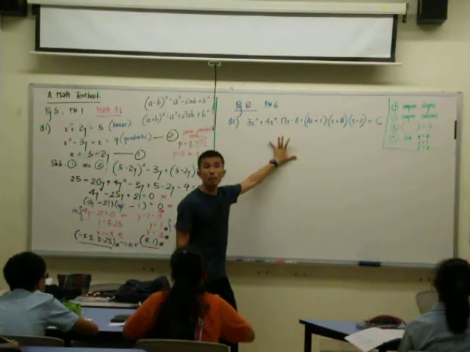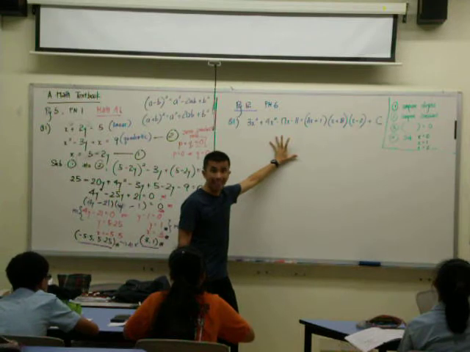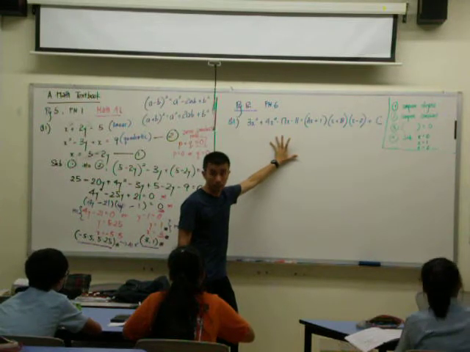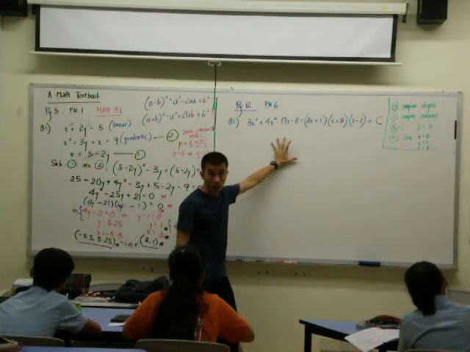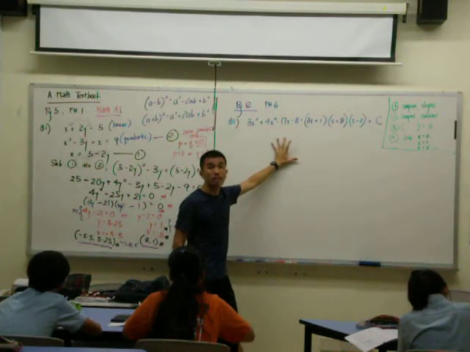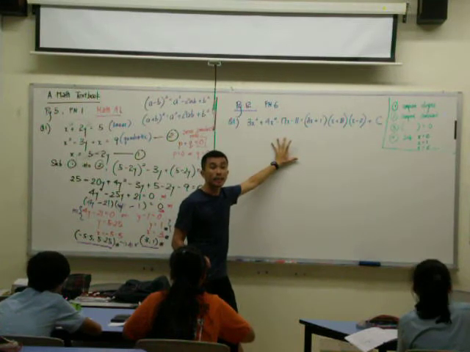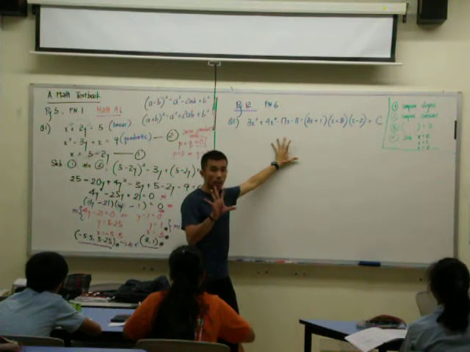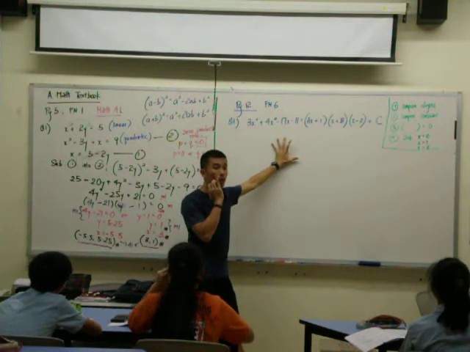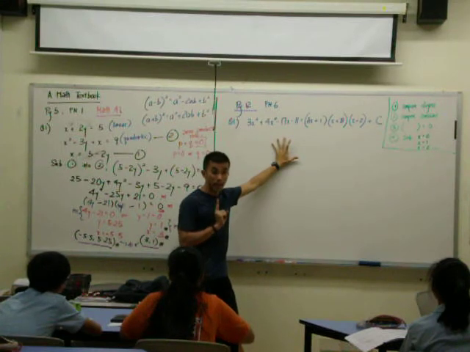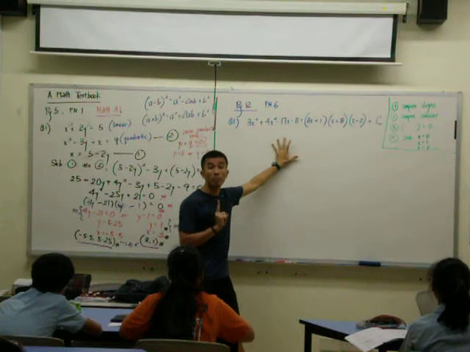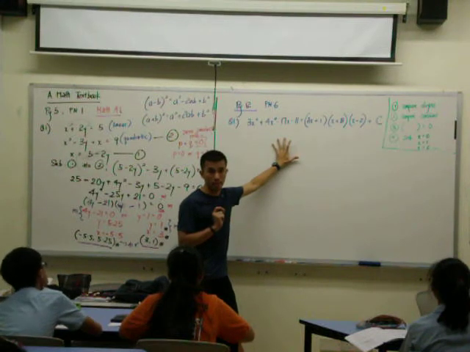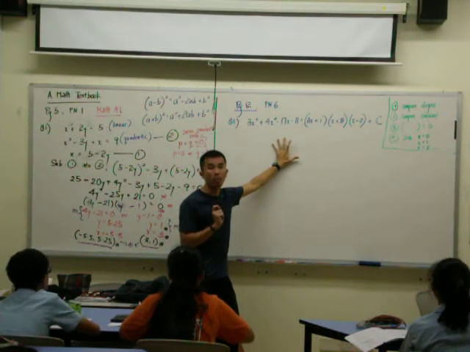Okay, this is comparing coefficients in the topic of polynomials. If you understand polynomials, all polynomials must have what kind of power? Not degree. Degree is the highest power. All polynomials, can they have negative power? They cannot have negative power, and all the powers must be integers. Okay, that's the definition of a polynomial.